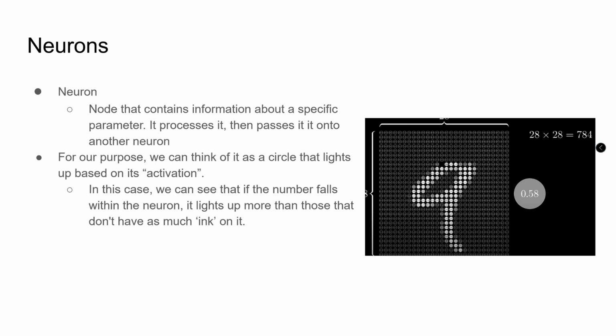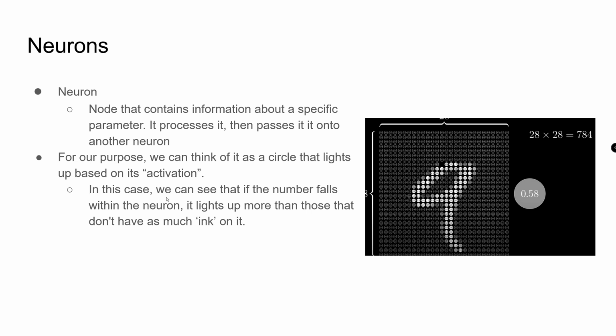All right, so one of the main components here are neurons. So what is a neuron? I like to think of a neuron as a node that contains information about a specific parameter. It processes it, then passes it on to another neuron. For our purpose, we can think of it as a circle that lights up based on its activation.